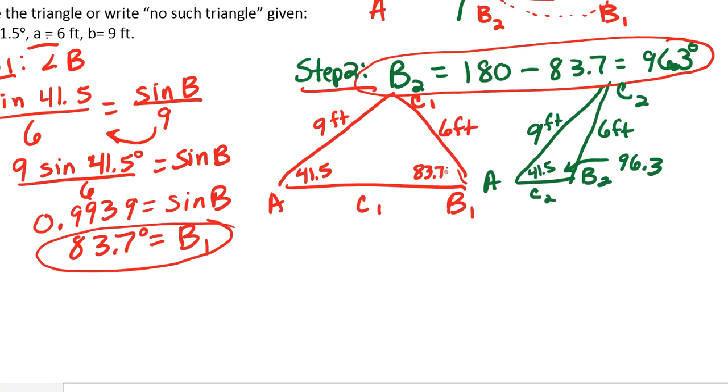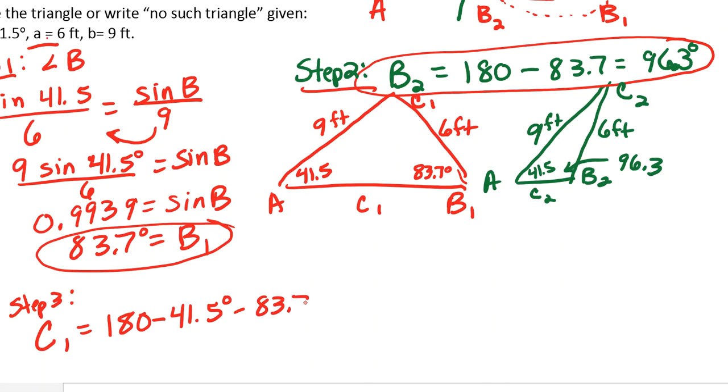So couldn't we simply subtract from 180? So step 3, in my red triangle, I can find angle C1. That's a capital C1, by taking 180 minus the 2 angles that we already have found.